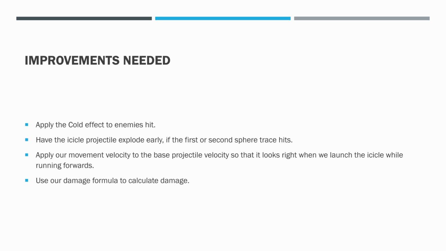And then the big one is that we were just using a temporary damage that was just applying 50 no matter what. It wasn't looking at our stats. It wasn't using any formulas. It didn't have crit damage. And so we're going to use our damage formula to calculate damage. Had to make a lot of changes to that to get that to work right. And we're going to go through those.